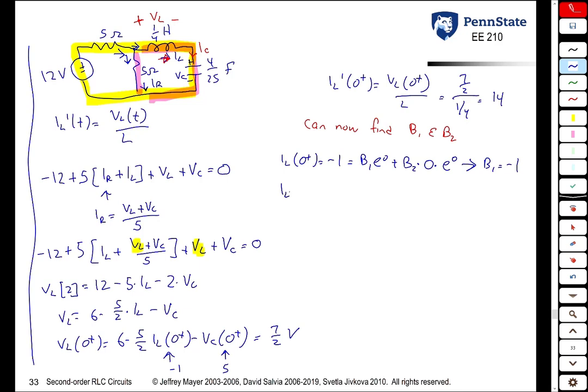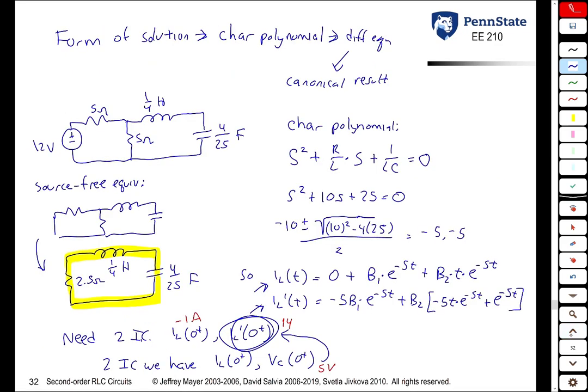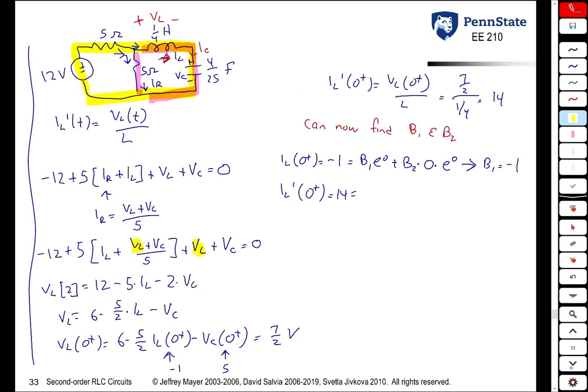From our second initial condition, IL prime of 0 plus, which is 14, has to equal this expression, plugging in t equals 0. So that equals -5 B1 e to the 0 plus B2 times -5 times 0 times e to the 0 plus 1 times e to the 0. You solve this, you get B2 is equal to 9.